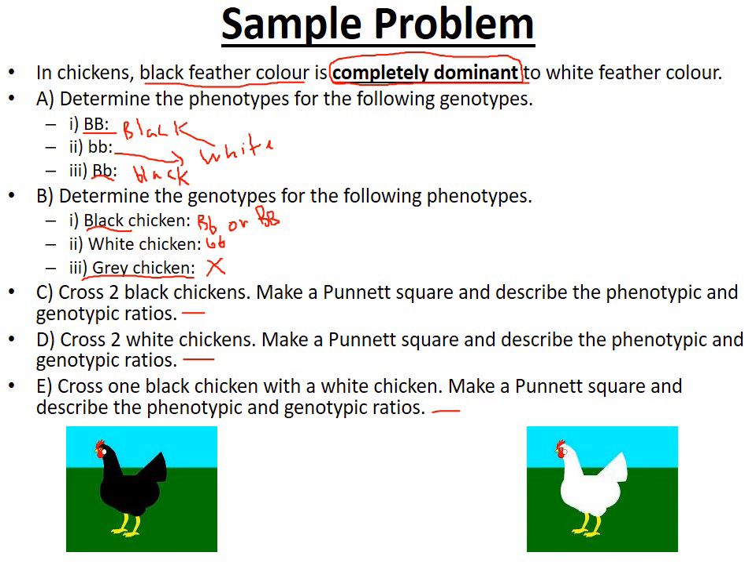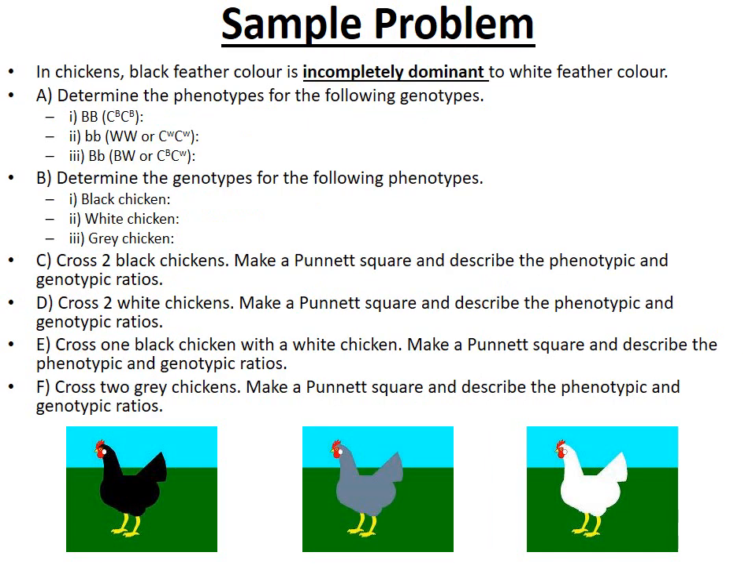On the next slide, you're going to see a similar question, except this time the black feather color will be incompletely dominant to white feather color. So it's incomplete dominance on the next slide. So you can see that over here, we have incomplete dominance. So you read that question carefully. Based on that information, you should be able to come up with the phenotypes, genotypes, and do some Punnett squares. So for example, if I have CB, color of feathers, black allele, this should be black.